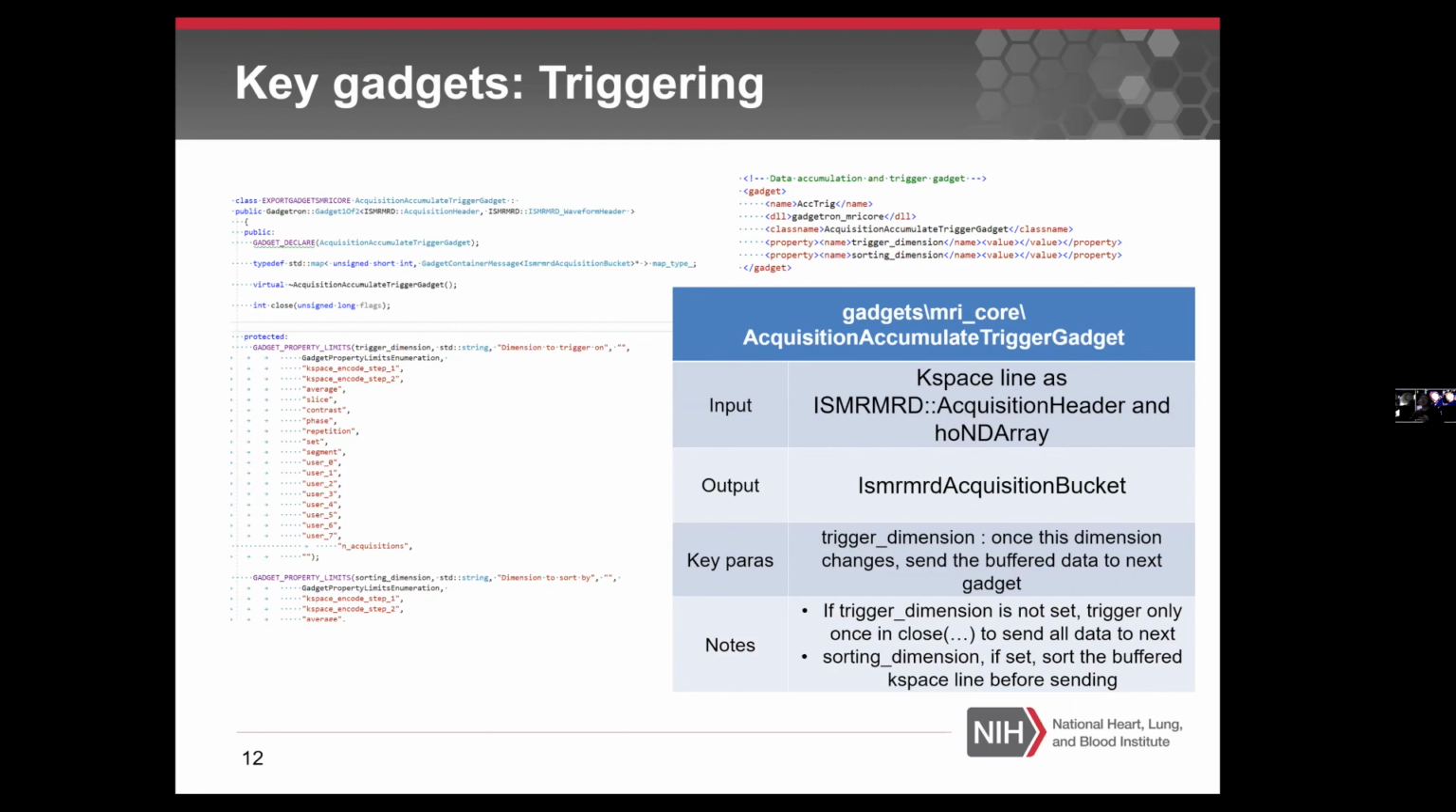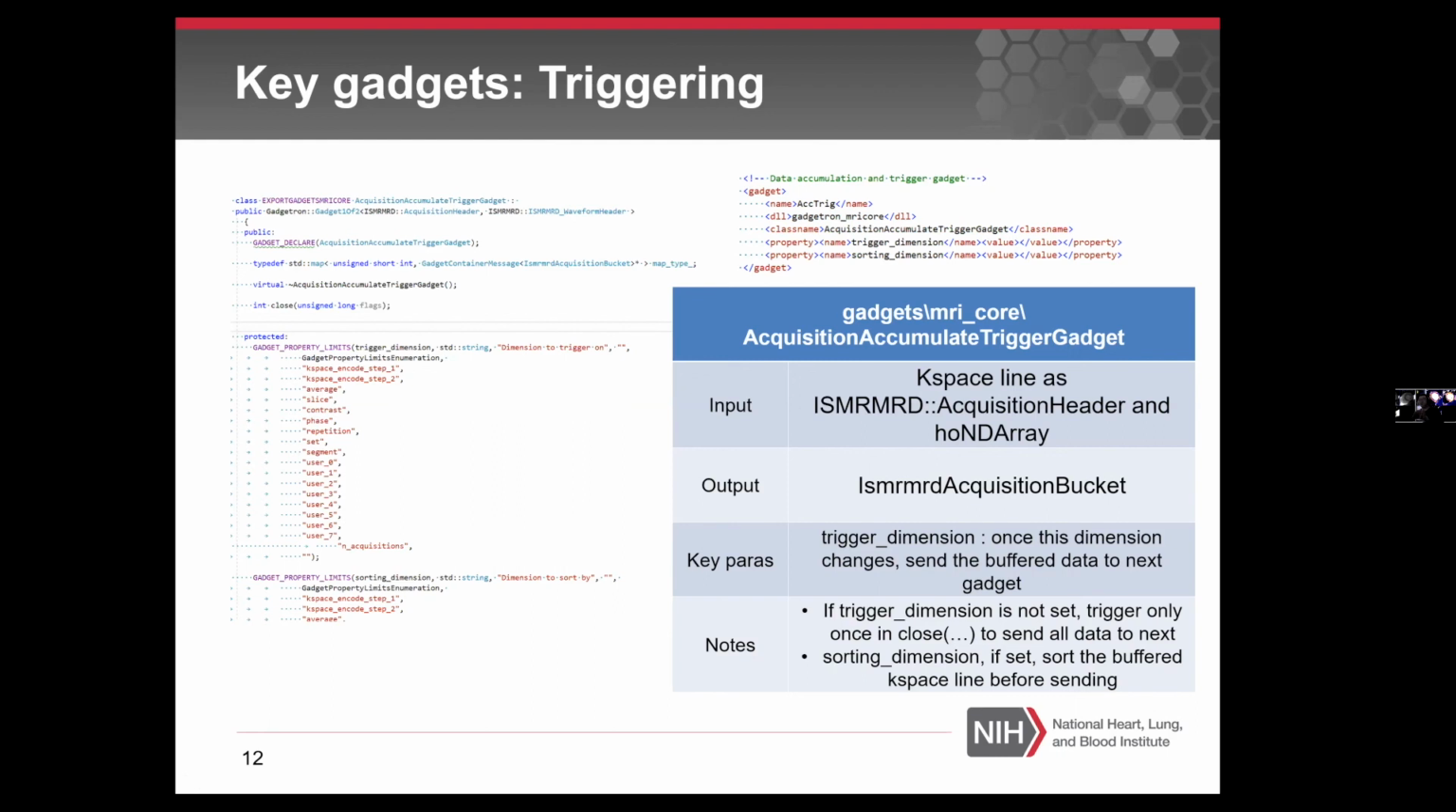In the configuration, it's normally configured like this. We can have a trigger dimension and a sorting dimension. If we set the trigger dimension, for example, to be slice, then all data from one slice will be passed to the next gadget. The sorting dimension is extra.